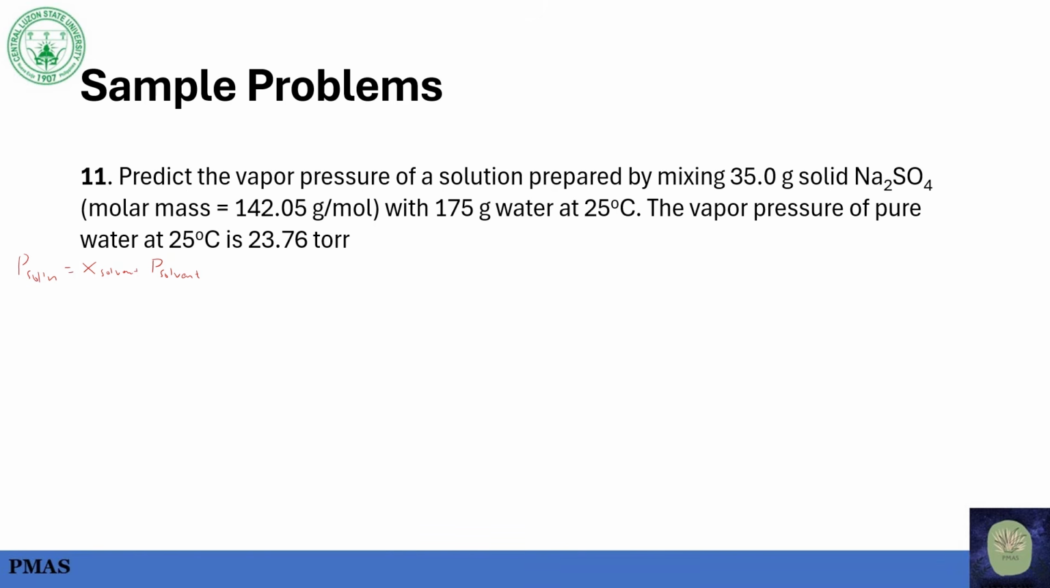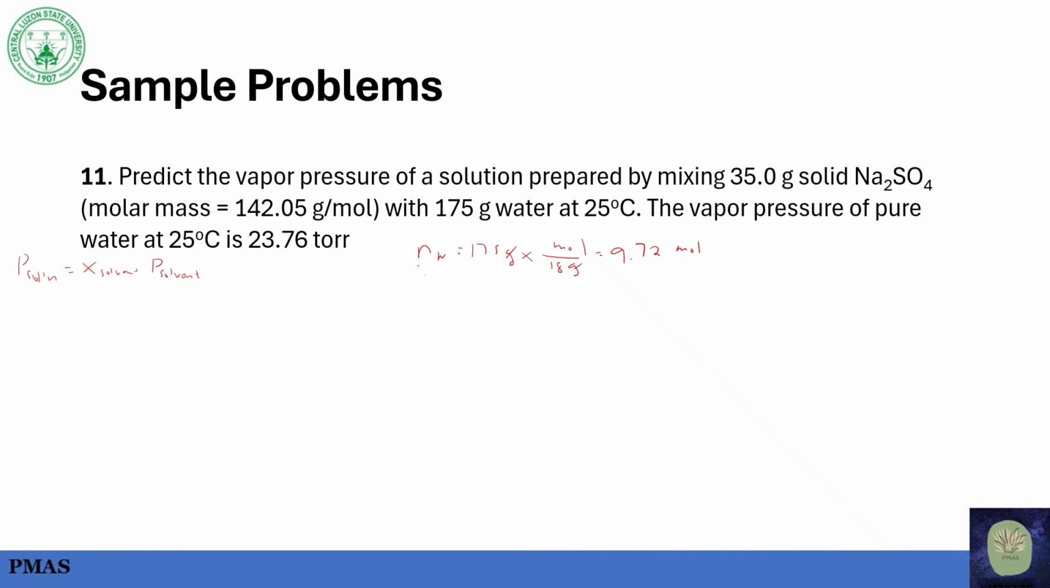But as we can see, we only have the vapor pressure of the solvent and we do not have the mole fraction. So to solve for the mole fraction, we must first solve for individual moles, right? So for the moles of water, we have 175 grams. We'll convert it to moles using its molecular weight, say 18 grams per mole. This is 9.72 moles.